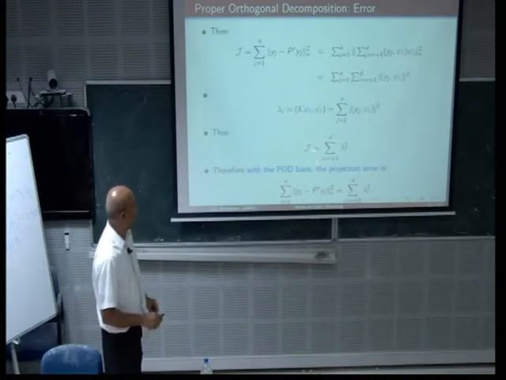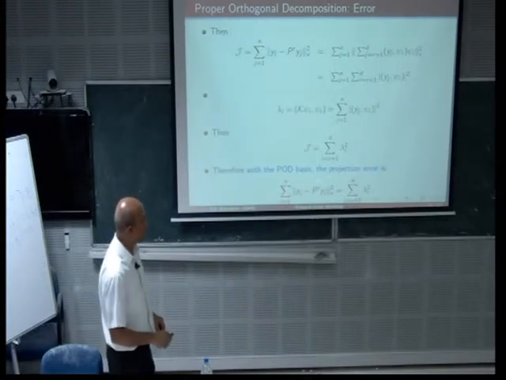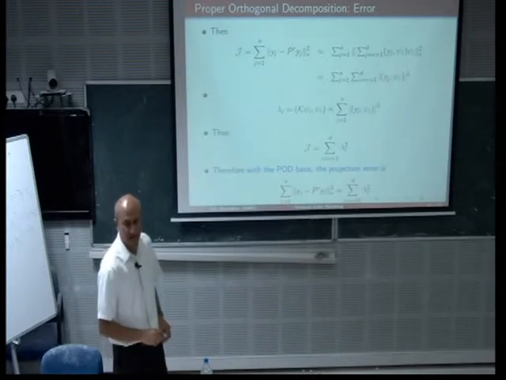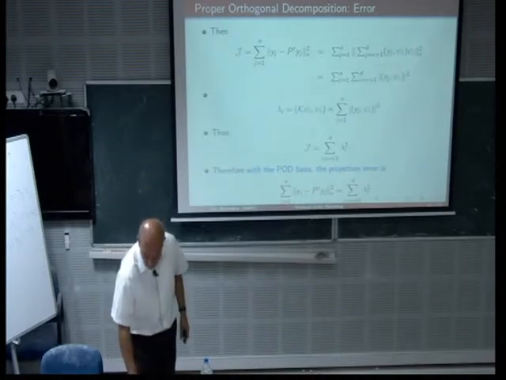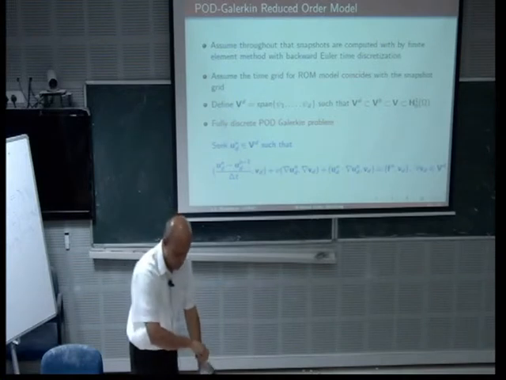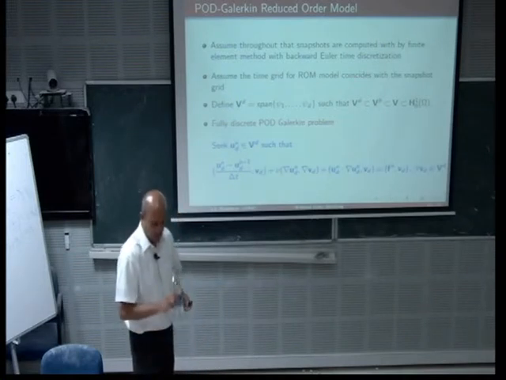Now if you look at the definition, J is equal to this. So this is my projection error. So the POD approximation error is this. With this I can start the analysis of the reduced order model.